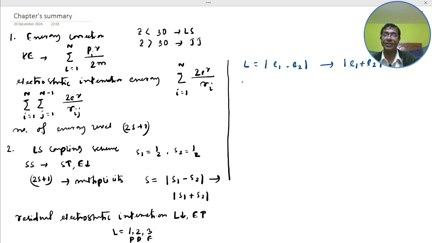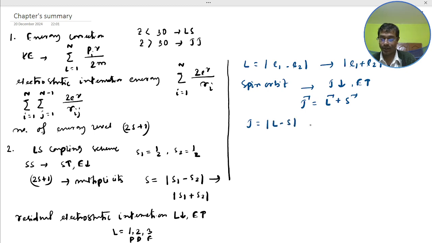And the third one is spin orbit interaction. For spin orbit interaction, the total angular momentum J is equal to L plus S, where the J value goes from L minus S to L plus S, so L minus S plus 1 values, and this is basically 2S plus 1 for L greater than S and 2L plus 1 for L less than S.